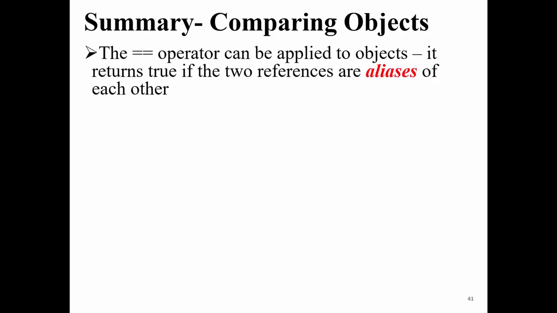So just to summarize the topic of comparing objects: the equal operator can be applied to an object, but remember the issue of aliasing. When you use equal with two objects, you are comparing if they are referring to the same object, because an object variable stores the address of the memory where the object is stored. So if you use equal with two strings, you are asking if they have the same address in memory.